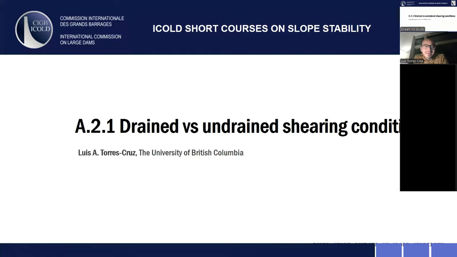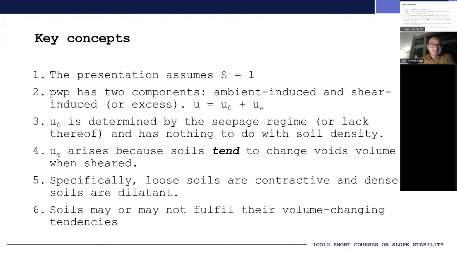This should be a relatively short presentation that is based on Appendix A of the bulletin, and more specifically section A2.1, which deals with drained and undrained shearing conditions. There are a number of key concepts that I would like to address in discussing this topic. So let's go through them.